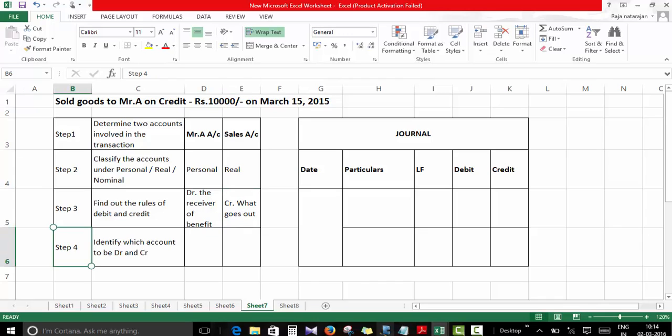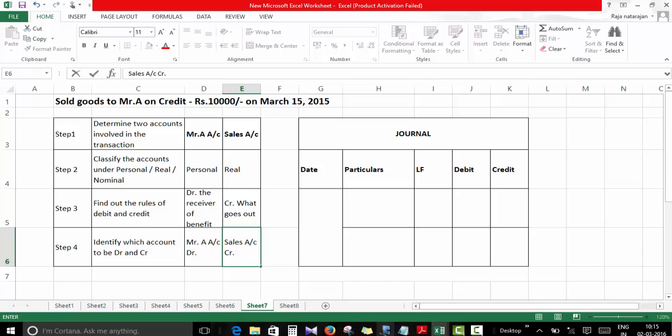Then step 4, identify which account should be debited and credited. Mr. A is the receiver of the benefit and personal account says debit the receiver of benefit. So Mr. A account should be debited, and credit what goes out, goods are going out and it is recognized in the form of sales. So credit what goes out, sales got to be recognized, right? So sales account credit. Fine. So this is the sequence.